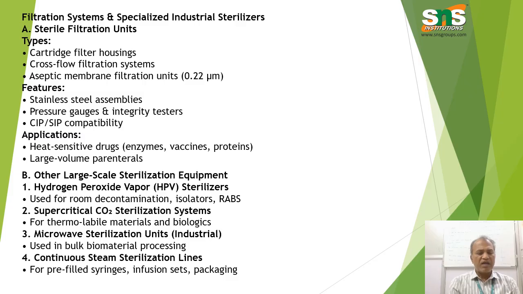Next, other large-scale sterilization equipment. These may or may not be extensively used in industry. Based on the nature of the industry, they will go for other large-scale sterilization equipment. First, hydrogen peroxide vapor, simply called HPV sterilizers, especially to make the aseptic area of the preparation room. Next, supercritical carbon dioxide sterilization systems, a highly expensive one, especially applied to thermolabile substances and, as we discussed under filtration, biologics. Next, microwave sterilization and continuous steam sterilization.